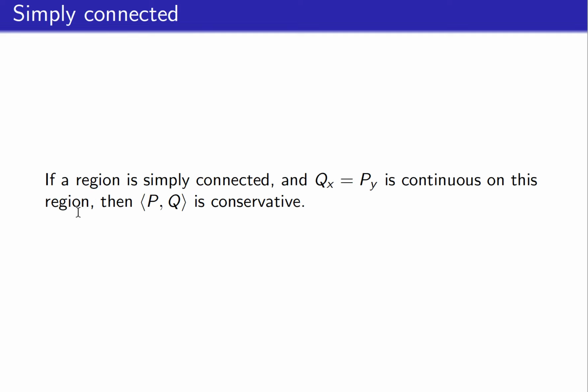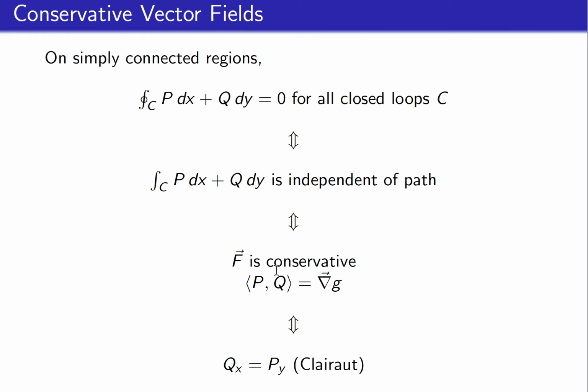And here we go. If a region is simply connected and q sub x equals p sub y is continuous on this region, then p q is conservative. In other words, all of these would be equivalent if it's a simply connected region. Okay.